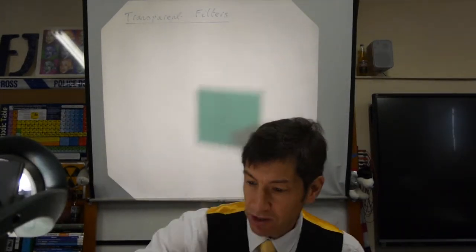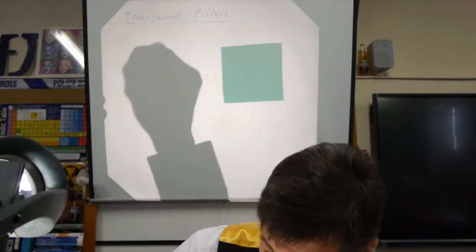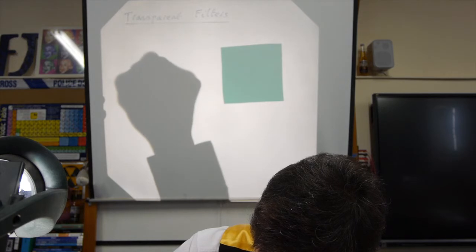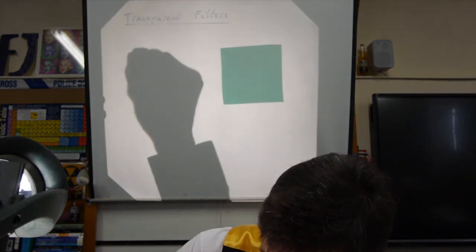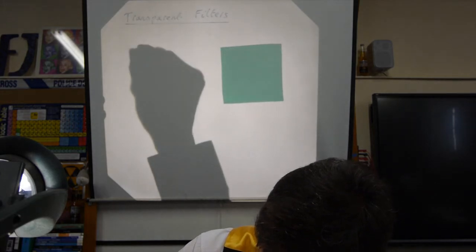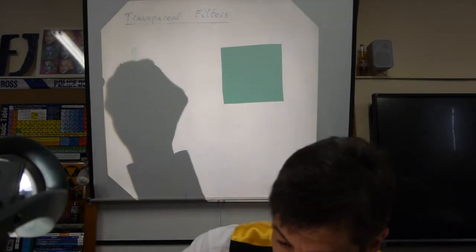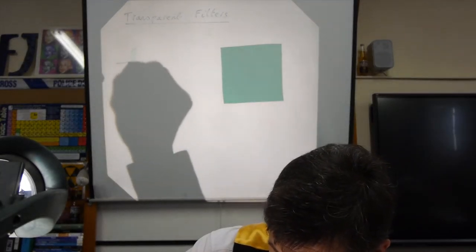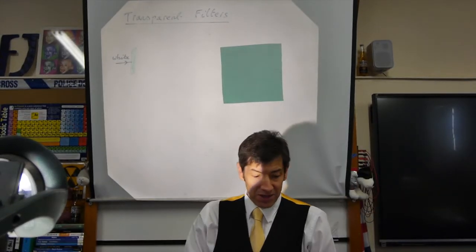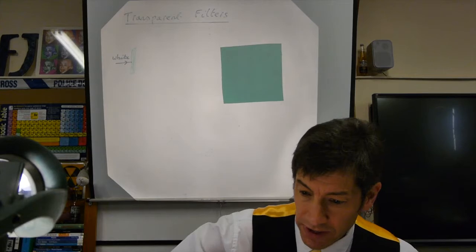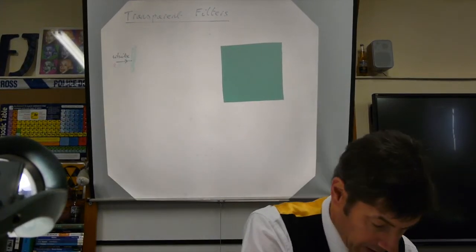But what happens with something like a green filter? I'll just draw here something that represents our green filter. Fill it in, not a very good pen, there we go. And remember that what we're doing here is we're shining white light in. So in goes white light. And you must always remember that white light is made of the three colours, red, green and blue.